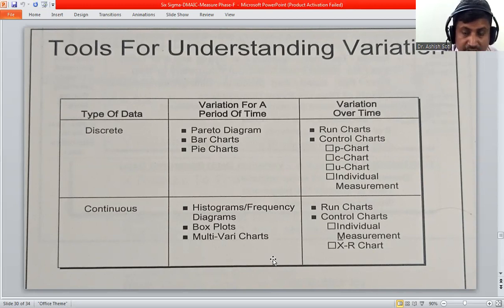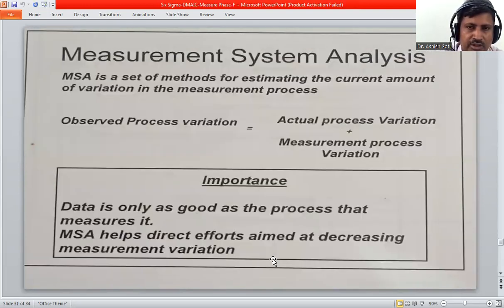So we'll see later on what all these things are. But yes, these are the tools. You can have a summary of all this, because measurement is very important. The purpose of the Six Sigma measurement system is to see that overall process variation is basically the actual process variation plus measurement system variation. We have to see that measurement system variation should not be more than a particular limit. Otherwise, maybe my measurement system itself is the reason for the observed process variation.